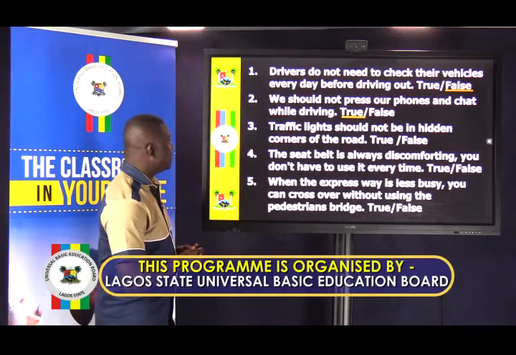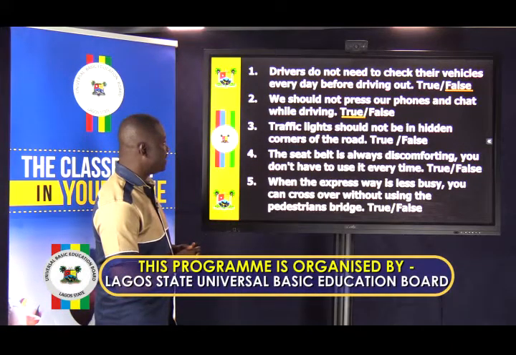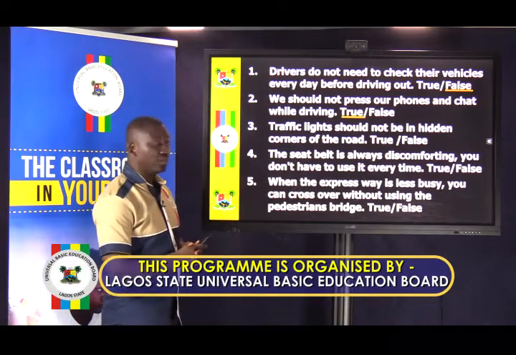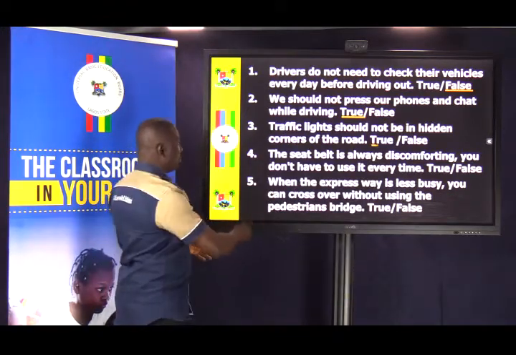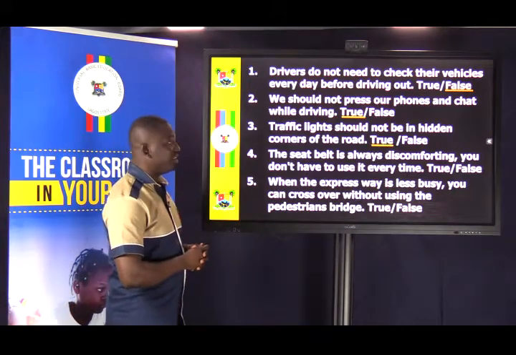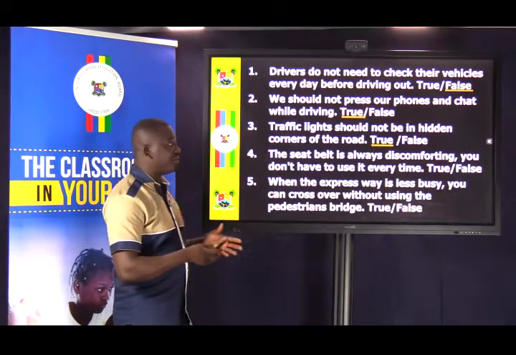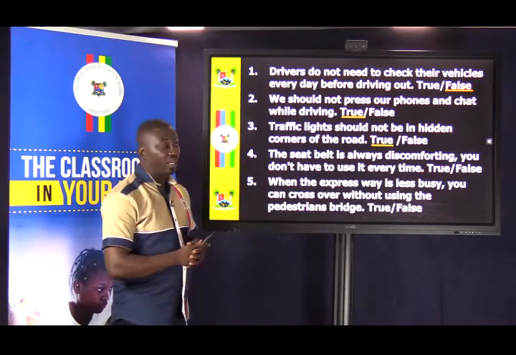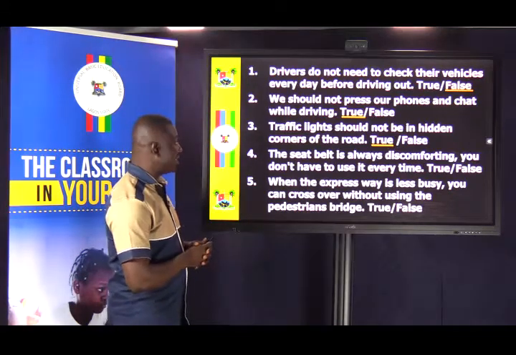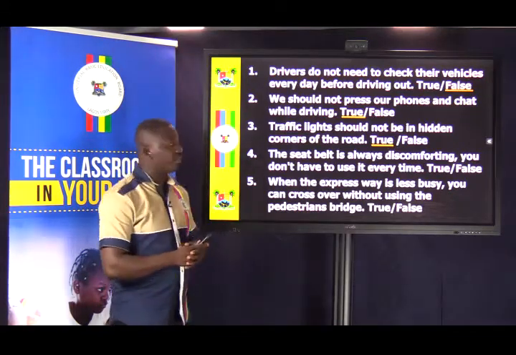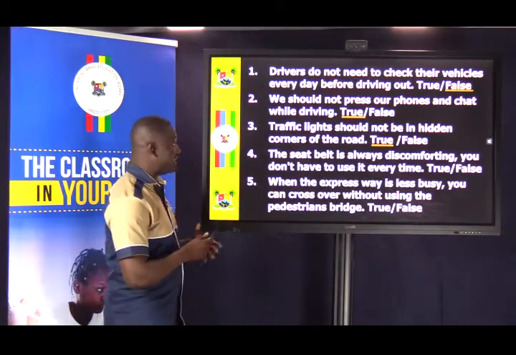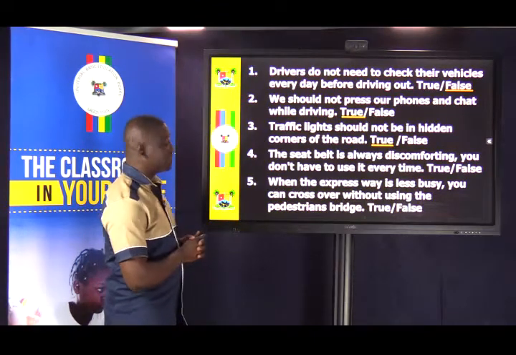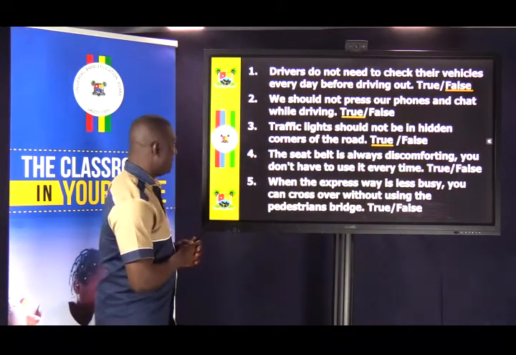Number three, traffic lights should not be hidden in the corners of the road. True. Traffic lights should be in a place where it is visible for everyone so that drivers would not have the excuse that it is because they couldn't see the traffic light or the sign. That is why they are disobeying the traffic signs. Okay?